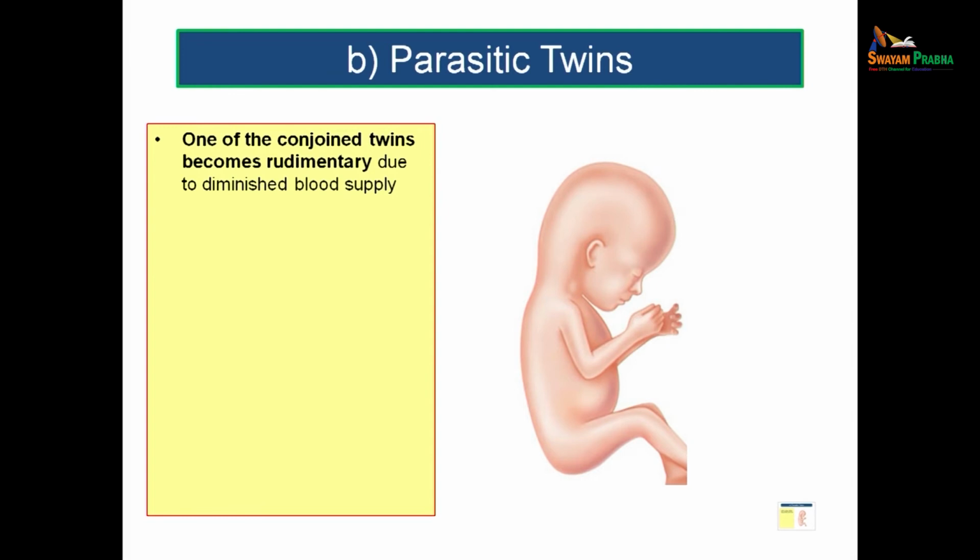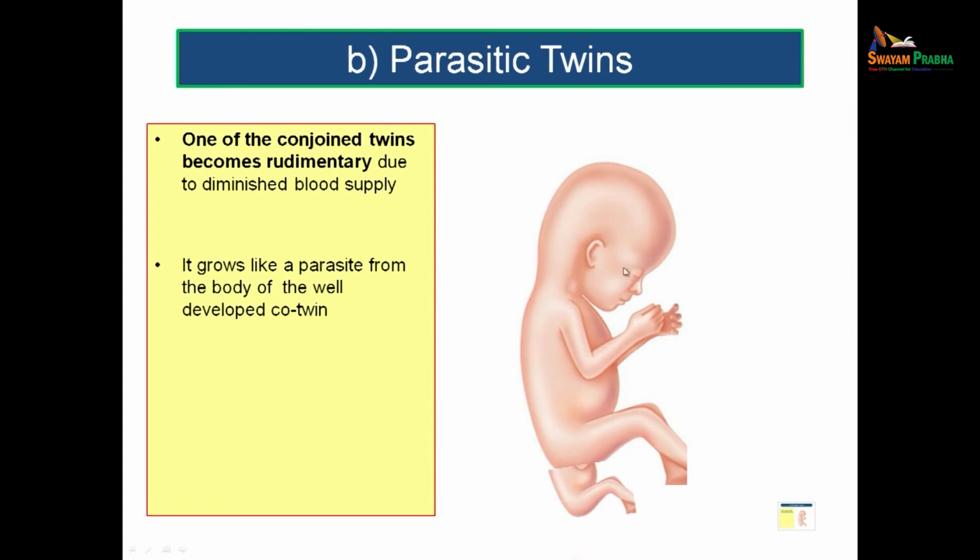So, one will be actually growing at the expense of the other. That is what is meant by parasitic twin. So, the parasitic twin actually grows like a parasite from the body of the well developed twin. So, this will be the appearance. You will be getting a normal twin, but a portion of the other twin will be seen as a parasite attached to the well developed co-twin.